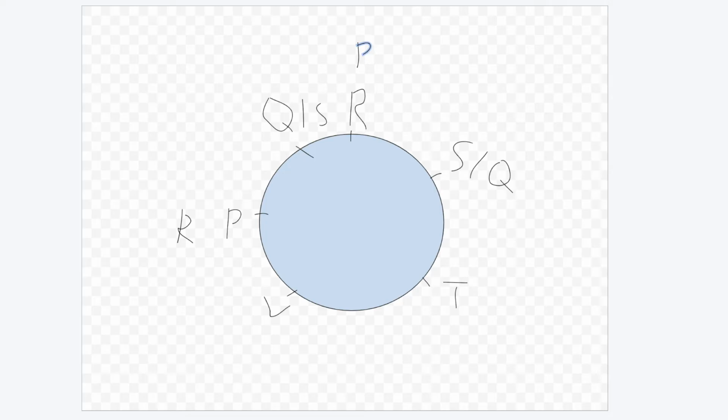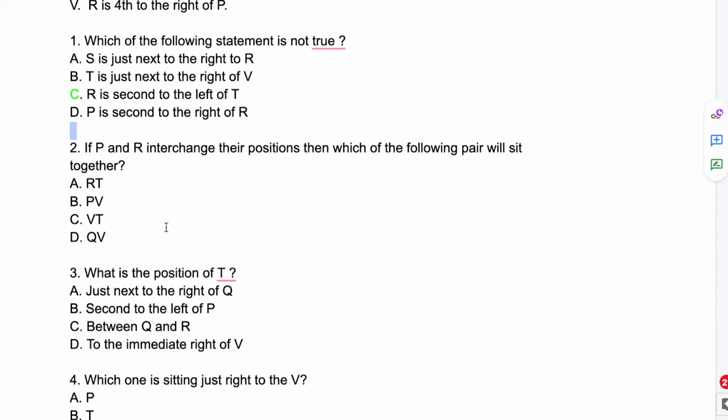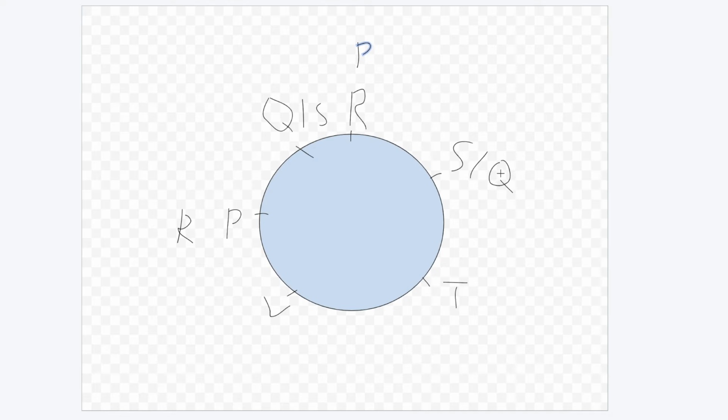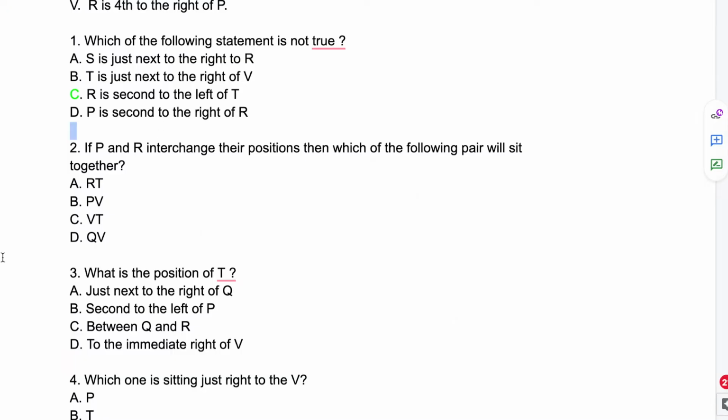C: VT. Do V and T sit together? Yes, they do. D: QV. Do Q and V sit together? No, they don't, which means that the correct answer here is C.